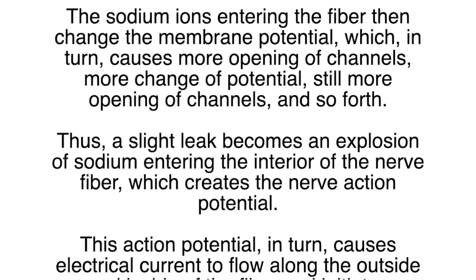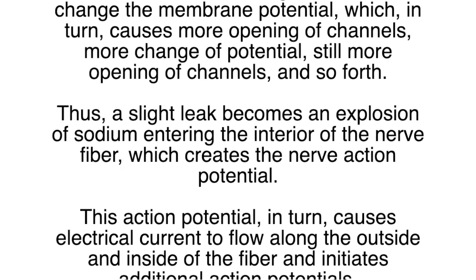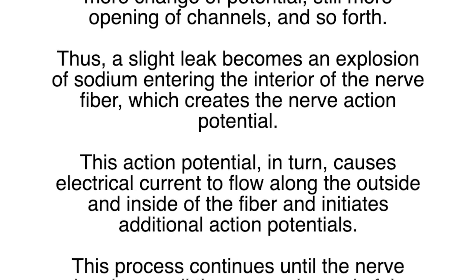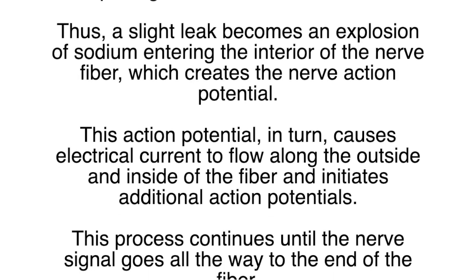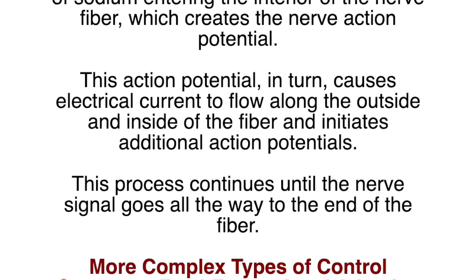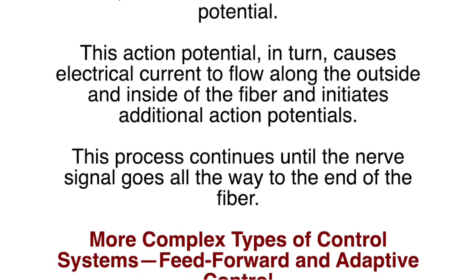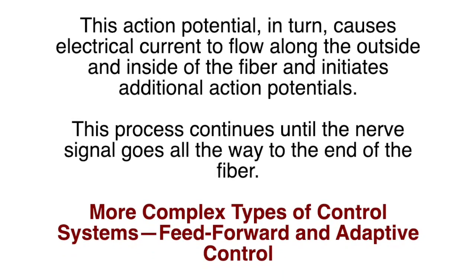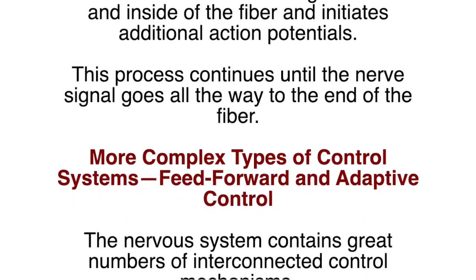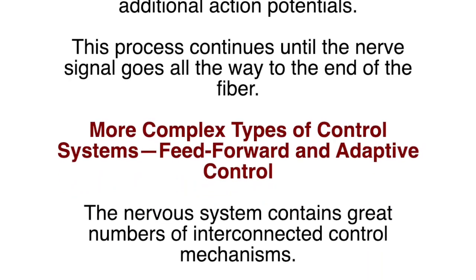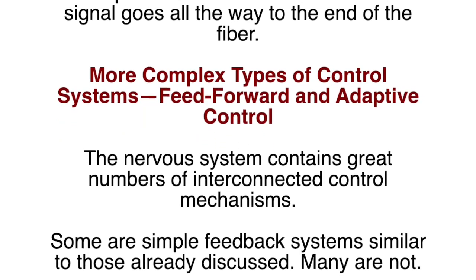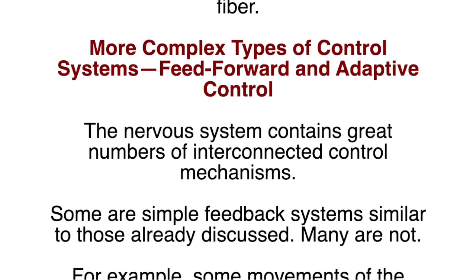Thus, a slight leak becomes an explosion of sodium entering the interior of the nerve fiber, which creates the nerve action potential. This action potential in turn causes electrical current to flow along the outside and inside of the fiber and initiates additional action potentials. This process continues until the nerve signal goes all the way to the end of the nerve fiber. More complex types of control systems: feed forward and adaptive control.